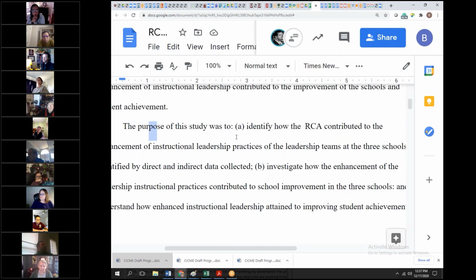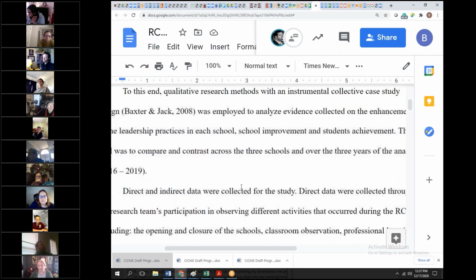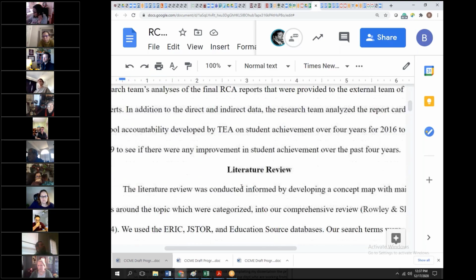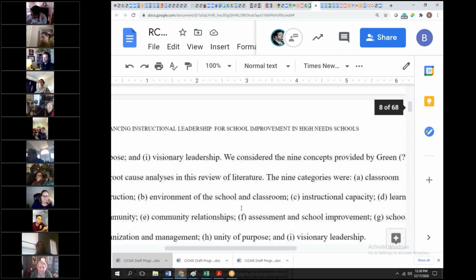So remember your purpose, and there are three pieces to that purpose. So I should see about 2 or 3 questions in there. We'll look at that in a minute. But when we get to the literature review, we talk about how we did the literature review. You will need to talk about how you did the literature review. So what were your databases? What were the search terms that you used as well?